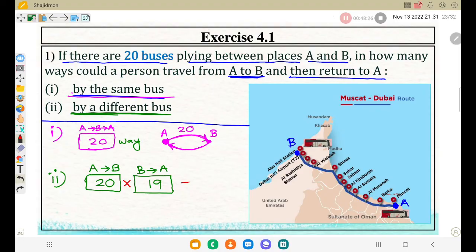So totally how many options will he get? 20 multiply 19, using the multiplication rule, because going and returning are continuous events, correct? So 20 multiply 19 means 380 ways he can travel from Muscat to Dubai and Dubai to Muscat by different buses. I hope you understood this one. Whenever doing a question like this, draw boxes. How many options in one box? How many options in the second box? Repetition is not allowed, because the first bus used cannot be used on the return, so we get 19 options. So 20 multiply 19, 380 ways he can go from Muscat to Dubai and return to Muscat. Hope you understood this question.